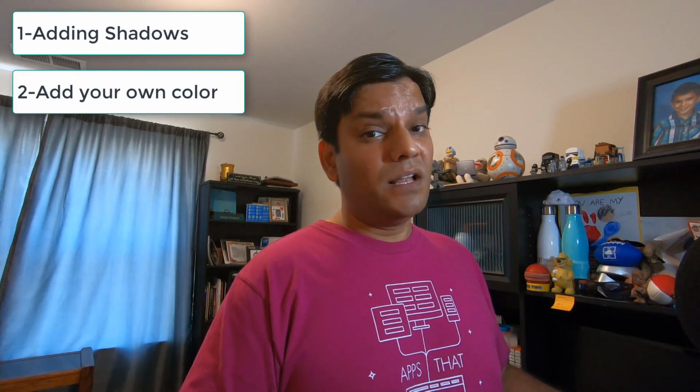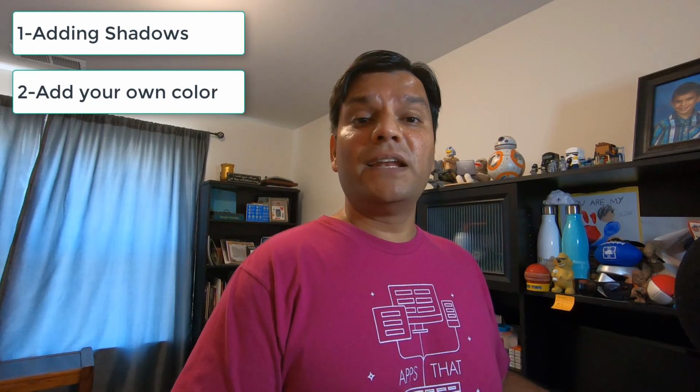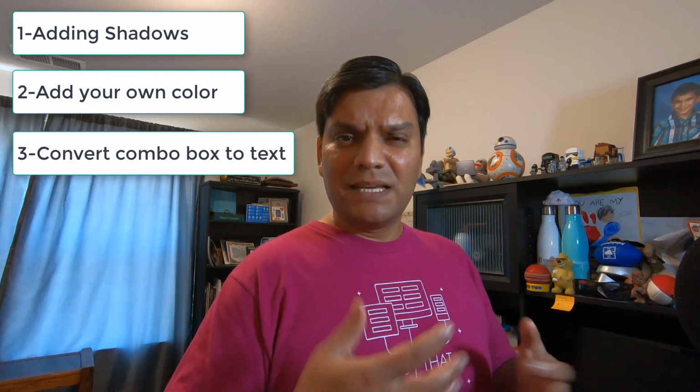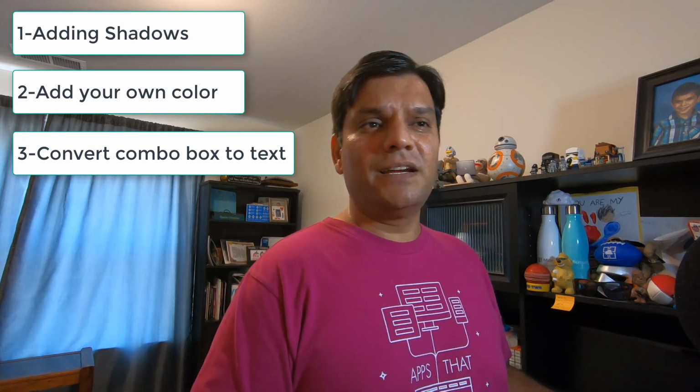In today's video, I'm going to be covering a whole bunch of cool new things that are available but a little hidden, and I want to talk about that. Of these 5 things, the ones I've listed over here: adding shadows, to give you a little depth of focus; adding your own color, because it helps with your company branding when it comes to coloring; and converting a combo box to a text. I'll talk a little bit more about them when I get there.